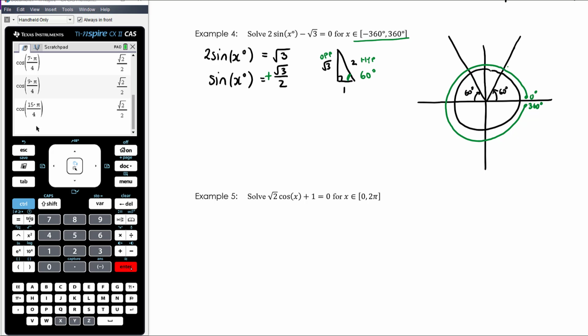Okay, so we get two solutions in the first and second quadrants. Now remember, if we're in degrees, this is 180 degrees around here. So the two positive solutions we get are positive 60 degrees, and 180 minus 60 degrees, that's 120 degrees.